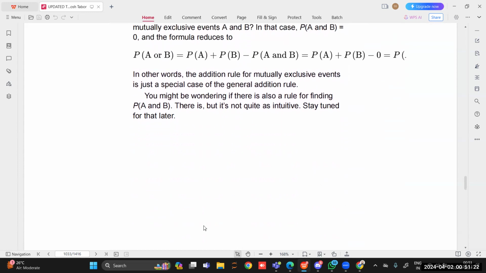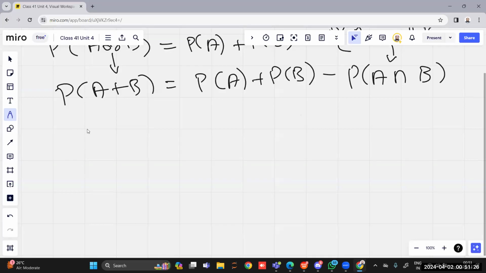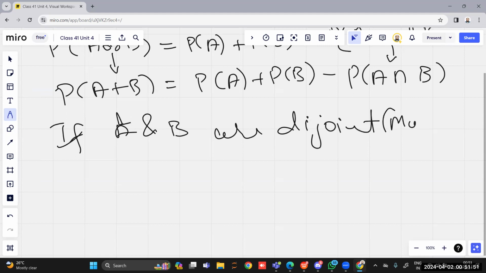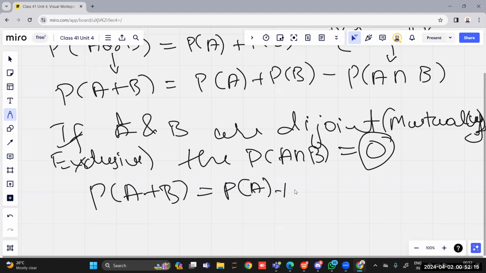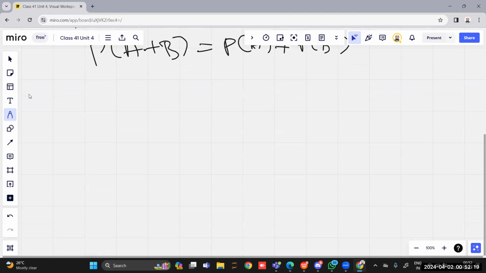I've shown you how to use the general rule. Now, if A and B are disjoint, also called mutually exclusive, there is no element in common. So the probability of A intersection B will be zero. The formula becomes probability of A or B equals probability of A plus probability of B. This was the general discussion, and we end it here for this topic.